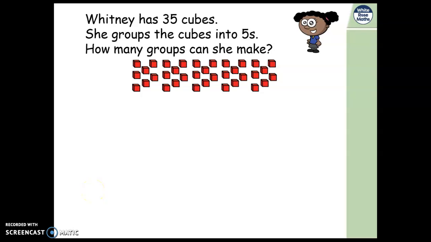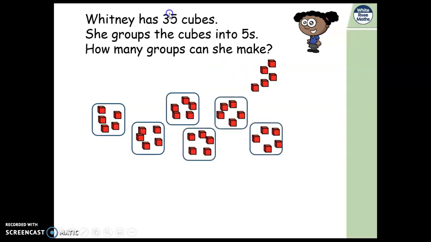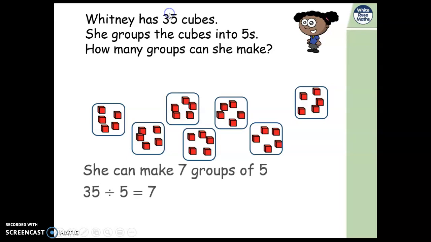So we have the same question, except this time we're looking at grouping the cubes into 5. So rather than sharing them into 5 equal groups, we're putting them into groups of 5. Again, because I know my times tables, if I count in 5s up to 35, I will get 1, 2, 3, 4, 5, 6, 7. 7 groups of 5, 35 into groups of 5 equals 7.